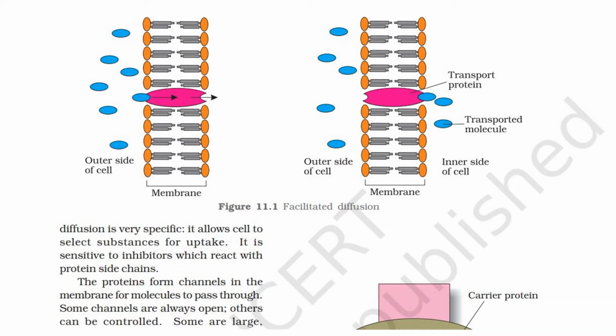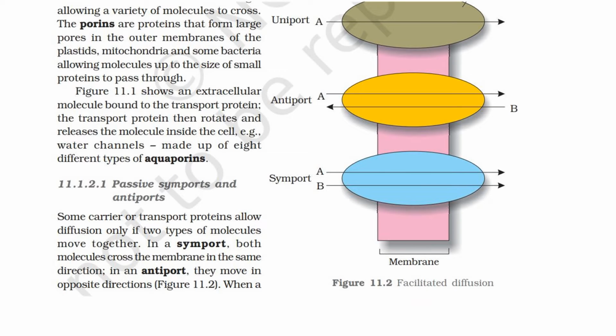The proteins form channels in the membrane for molecules to pass through. Some channels are always open, others can be controlled. Some are large, allowing a variety of molecules to cross. The porins are proteins that form large pores in the outer membranes of the plastids, mitochondria, and some bacteria, allowing molecules up to the size of small proteins to pass through.